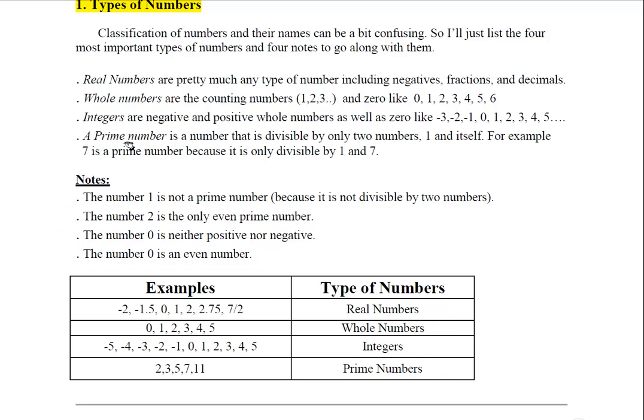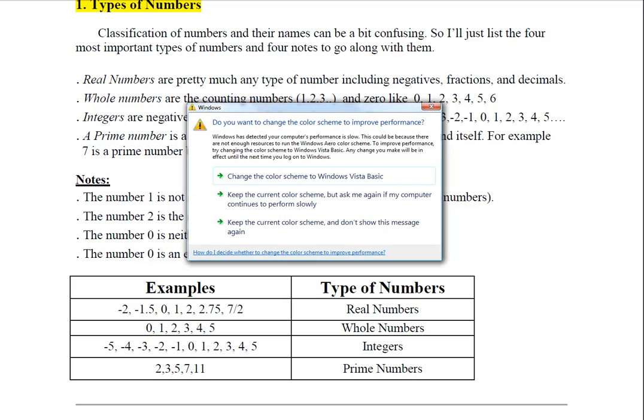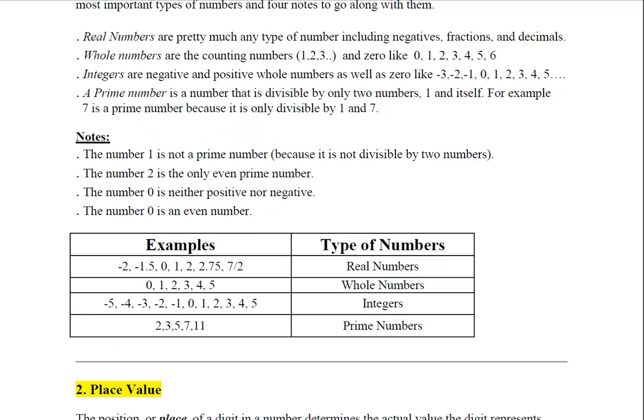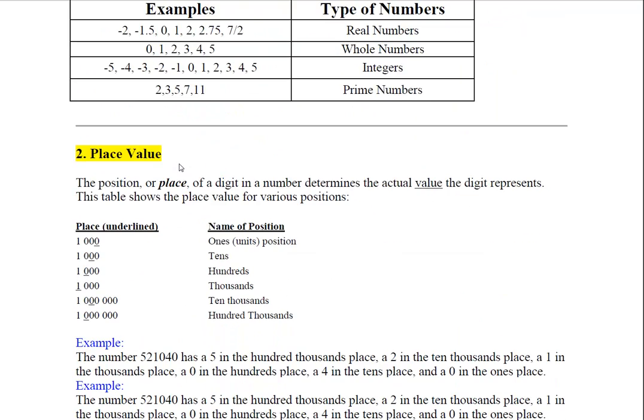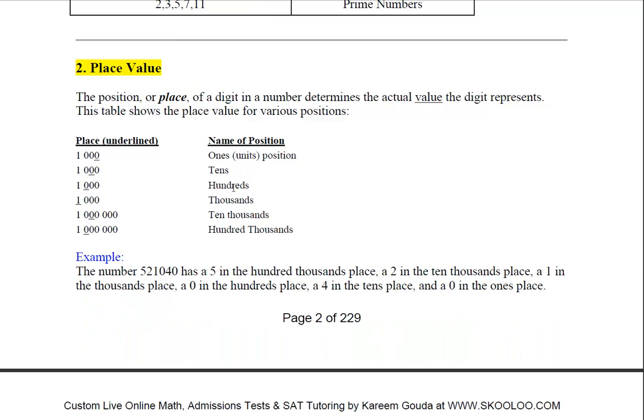Okay, now let's go to the next one, number 2. Number 2, place value. The position or the place of a digit in a number determines the value of the digit it represents. Now, very quickly, if you look at this one right here, you'll find that the 0 underlined is the ones. Then here, it's the tens, hundreds, thousands, 10,000s, 100,000s, and the 1 right here would be the millionth place.